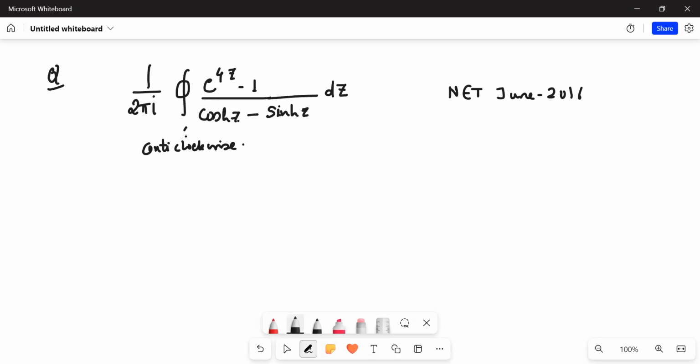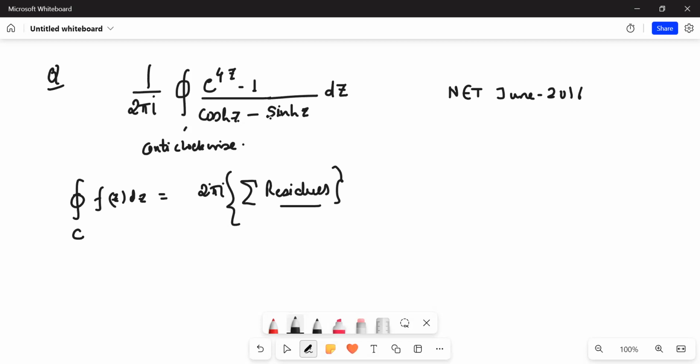Now let us do. So what needs to be done? The first thing that comes to mind is the formula for the integral. So you know that whenever we have to evaluate this integral f(z) dz over a closed curve C, it is equal to 2 pi iota into the sum of residues. Now let us first find the singularities. So what is the condition for singularity?